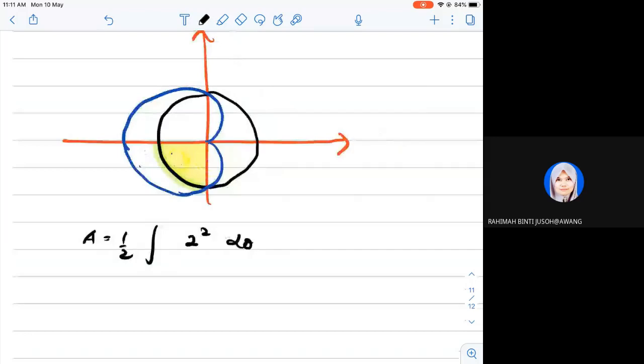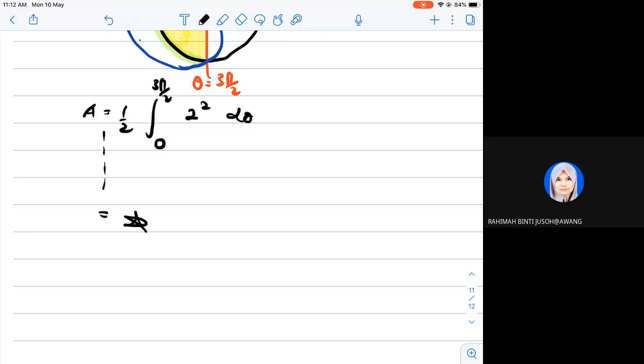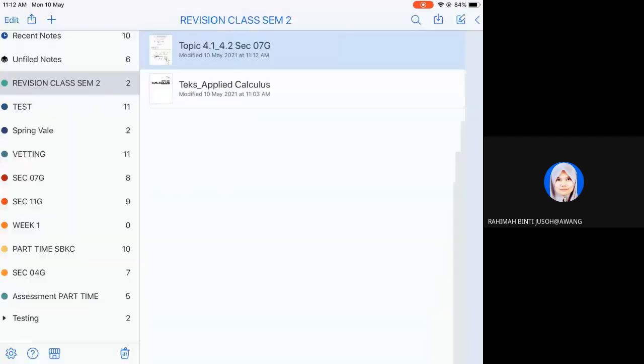Okay, now can you give me the angle? Angle kat sini theta sama dengan pi. How about this? 3 pi over 2. Yes, 3 pi over 2. So angle kita daripada 0 sampai 3 pi per 2. Macam tu lah. Understand? So you can proceed this lah with the answer. Double check balik. Alright.